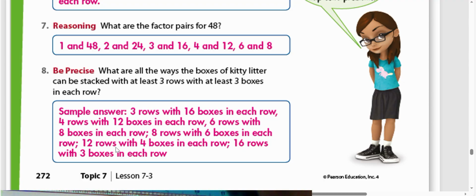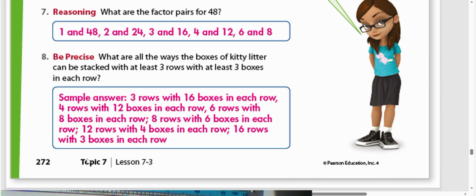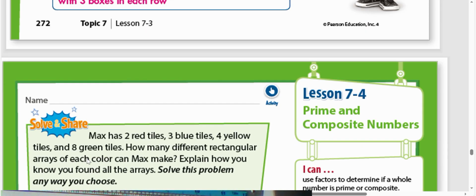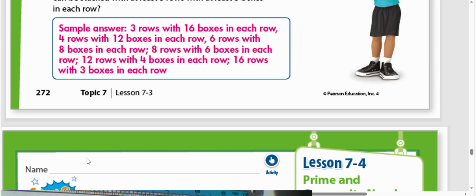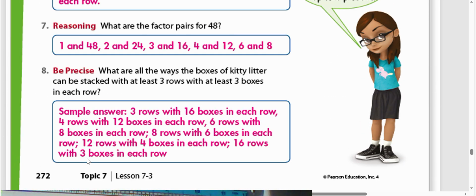12 rows with 4, because 12 times 4 equals 48. So we have 6 times 8, 3 times 16, and 16 times 3 also. You can repeat the answer or use commutative properties to find the result. Okay, understood? So that's the question about this. About all number products, give me 48.